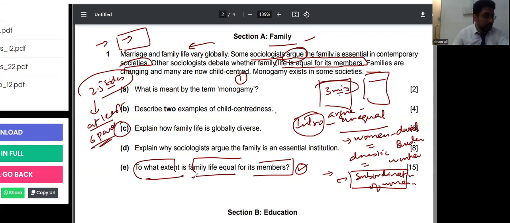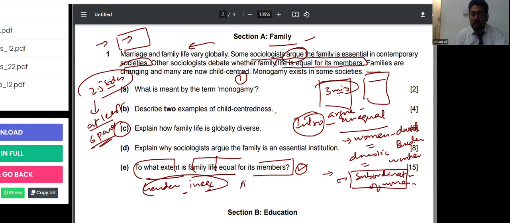So you should be very specific when we're talking about family life. You would be writing specifically about family life, not anything else, right? Family life. Okay, so subordination of women, gender inequality. So the first body paragraph is gender inequality, and you would be explaining that.